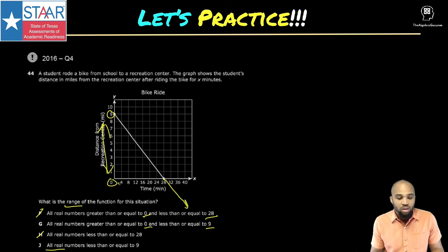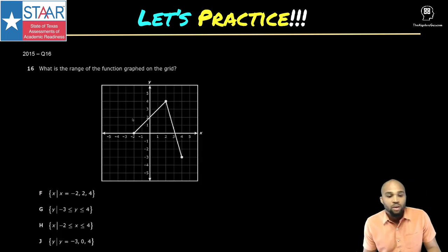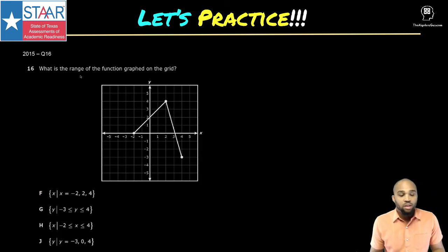All numbers, no, it can't be negative. We have to restrict it from 9 to 0. So that's as far as it can go. So we're going to stop that at G and close it up there. What's the range? Okay, I thought that was it. We got a couple more.